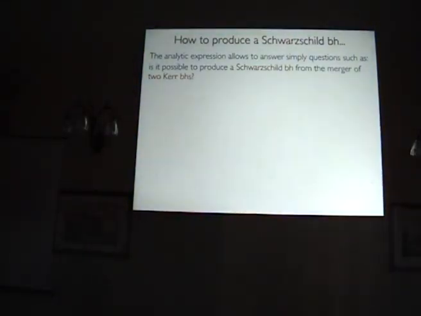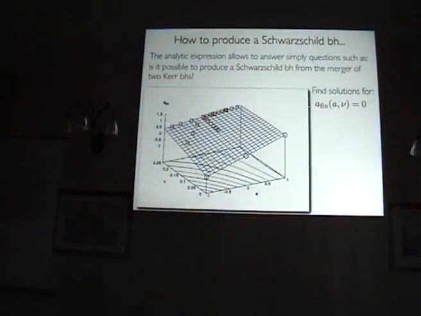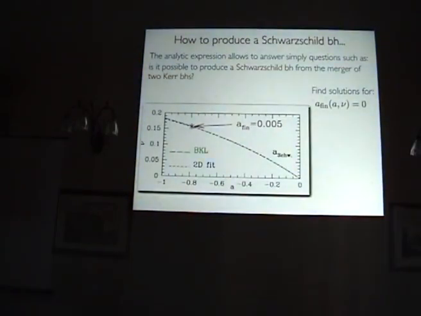Now, because you have an analytic formula, you can start asking yourself interesting questions, like, if I have 2 spinning black holes, can I ever produce a Schwarzschild black hole out of them? It's a trivial question. All you have to do is set the right-hand side of your equation to 0. Graphically, you take this curve and intersect it with the zero plane, and you get this type of curve. And then you ask yourself, that can't be right, I should check this. So you run a simulation, where you expect that condition to be verified.